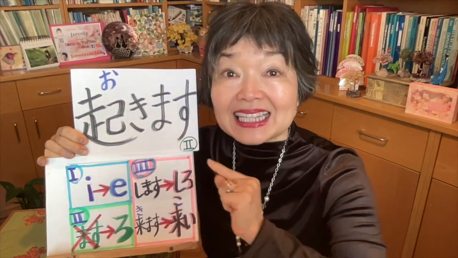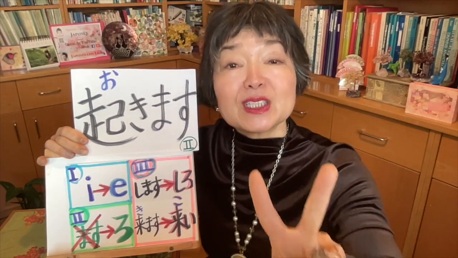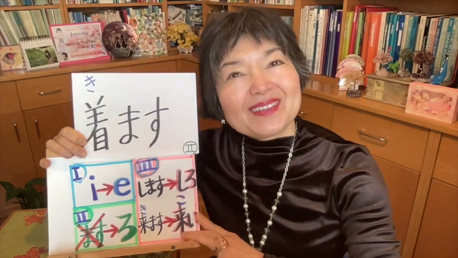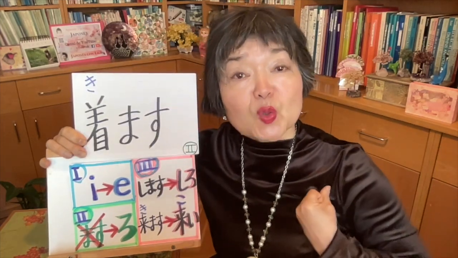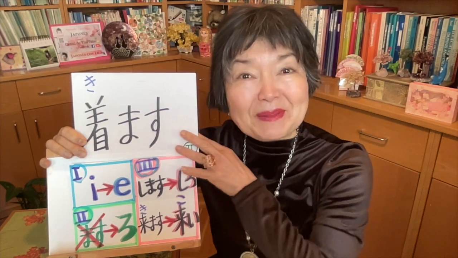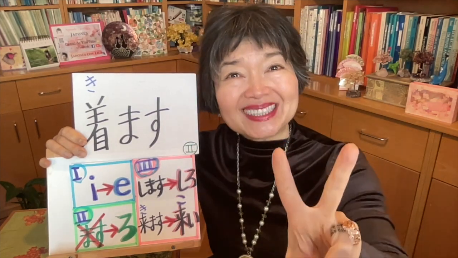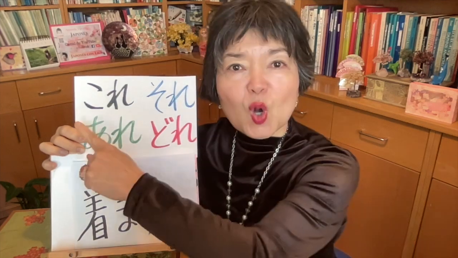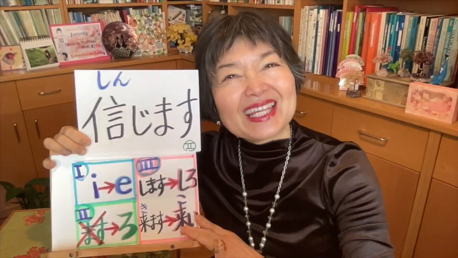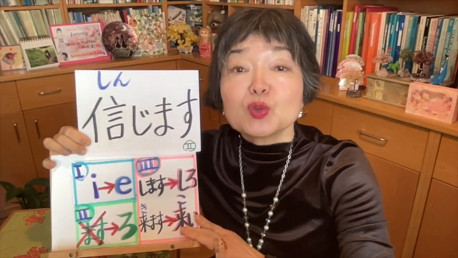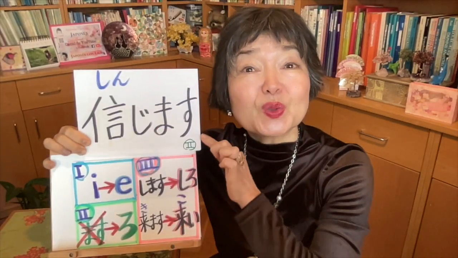The verb to get up. 起きます。This is also the second group. So, 起きろ。Get up. The verb to put on clothes, to wear. 着ます。And this is also group 2. Put this on. これを着ろ。The verb to believe and to trust. This is also group 2.